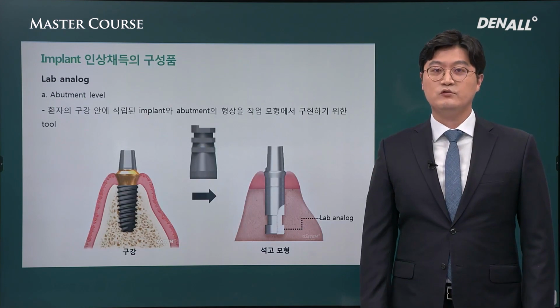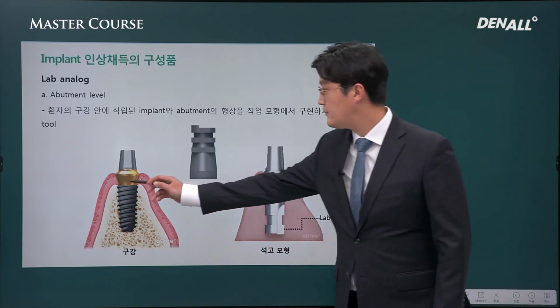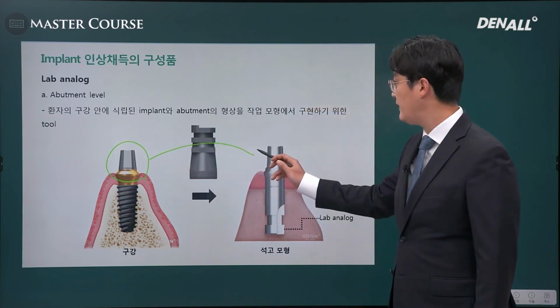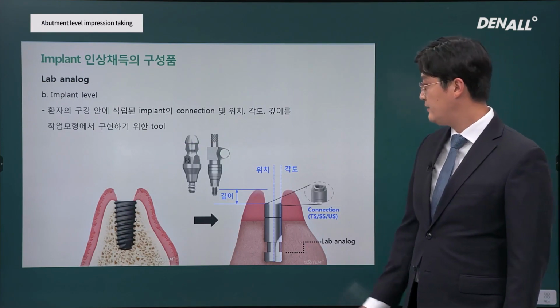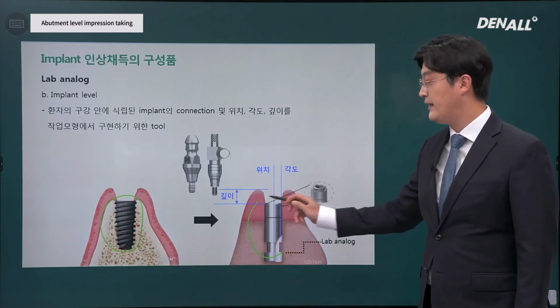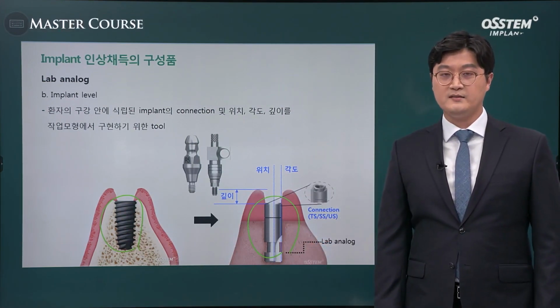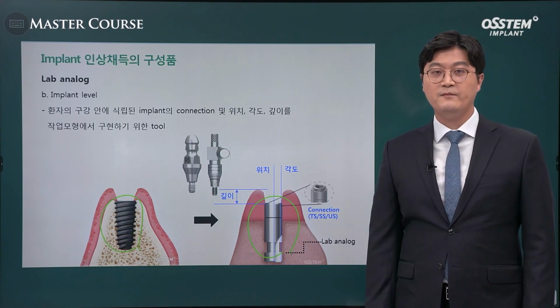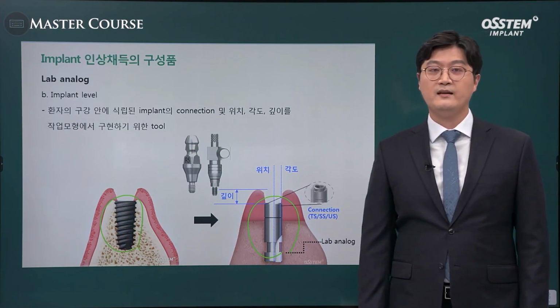Lab analog has two types. One, a stock abutment is copied, which is a lab analog. The second, the implant is copied as a lab analog. Which one to use can be decided by the dentist depending on stock abutment level or implant level impression taking.